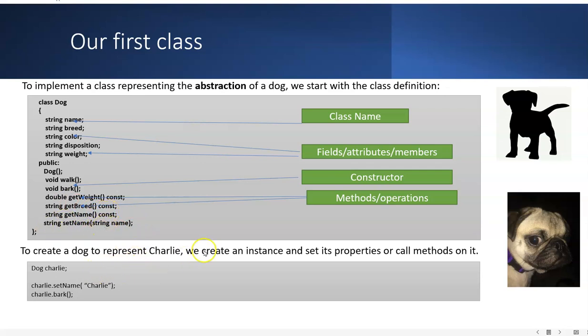So to create a dog to represent Charlie, we could create an instance of the object and set its properties or call methods on it. Dog Charlie, and we set its name to Charlie and say Charlie.bark.